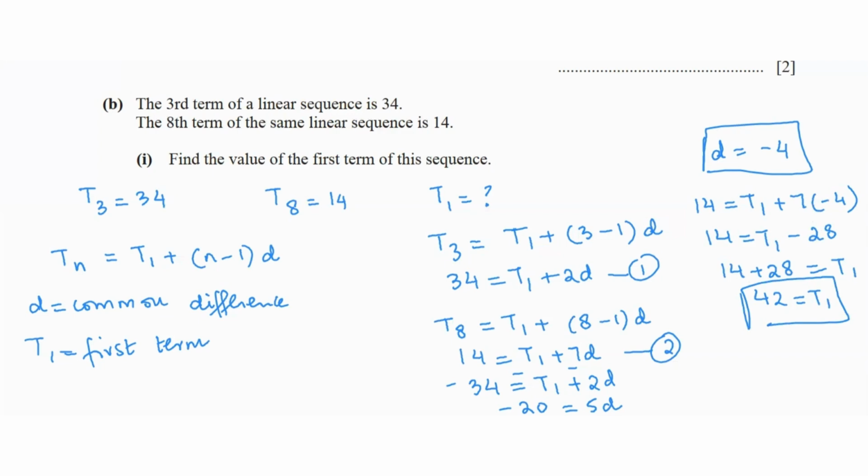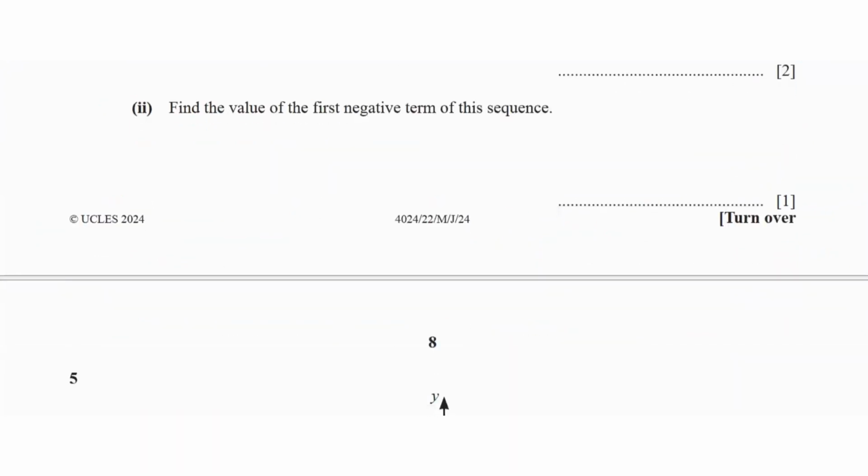So for this, you need to be aware of this formula. You need to know what each of these things stand for. What's T1, what's the value of n, what's the difference, what's Tn, and based on that, you create your equations and find the missing value. Let's just find the value of the first negative term of the sequence.